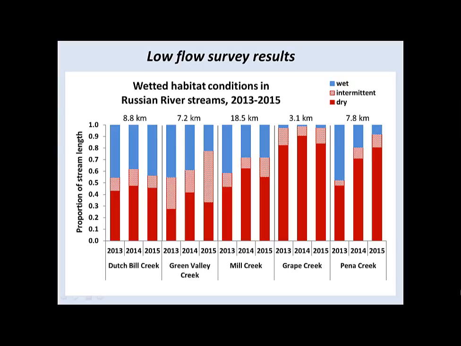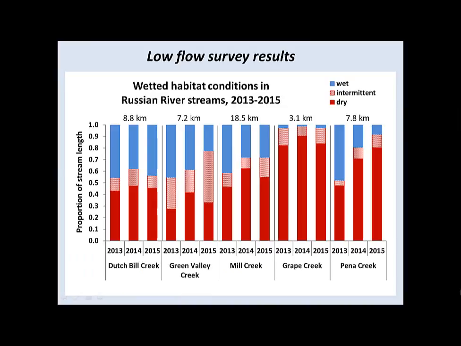So one of the questions we've had is, okay, this adds a level of quantification to the amount of wetted habitat that's available to the fish. Are they able to find these refuges? Are fish spawning in those parts of the stream that remain wet? Are the juveniles rearing in those parts of the streams? Or is their distribution kind of similar to what's actually available?